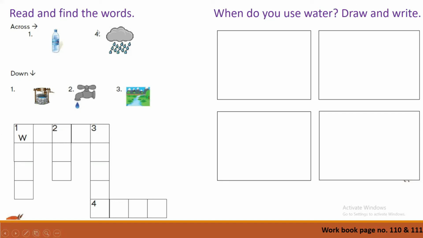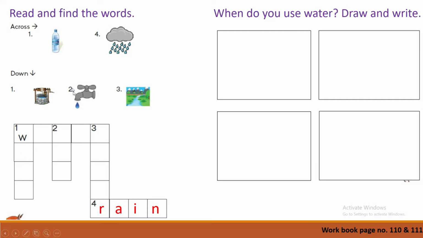Then number four, across. Yes, what is it? Rain. Very good. What are the spellings? R A I N. Then down. Number one, down. What's this? Well. W E double L.